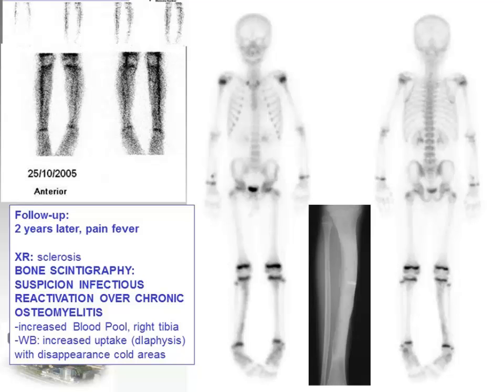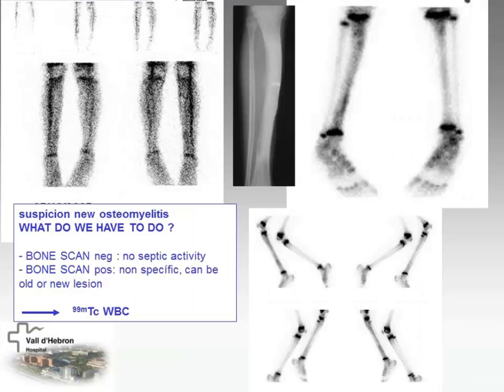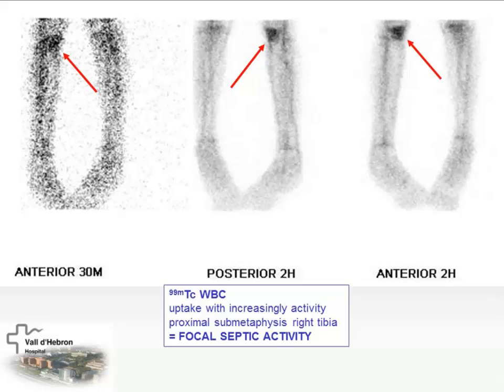Well, we perform white blood cell scintigraphy. Yes? This is the bone scan. You can see in more detail all these lesions. And these are the images of the white blood cell scintigraphy. What do you think now?